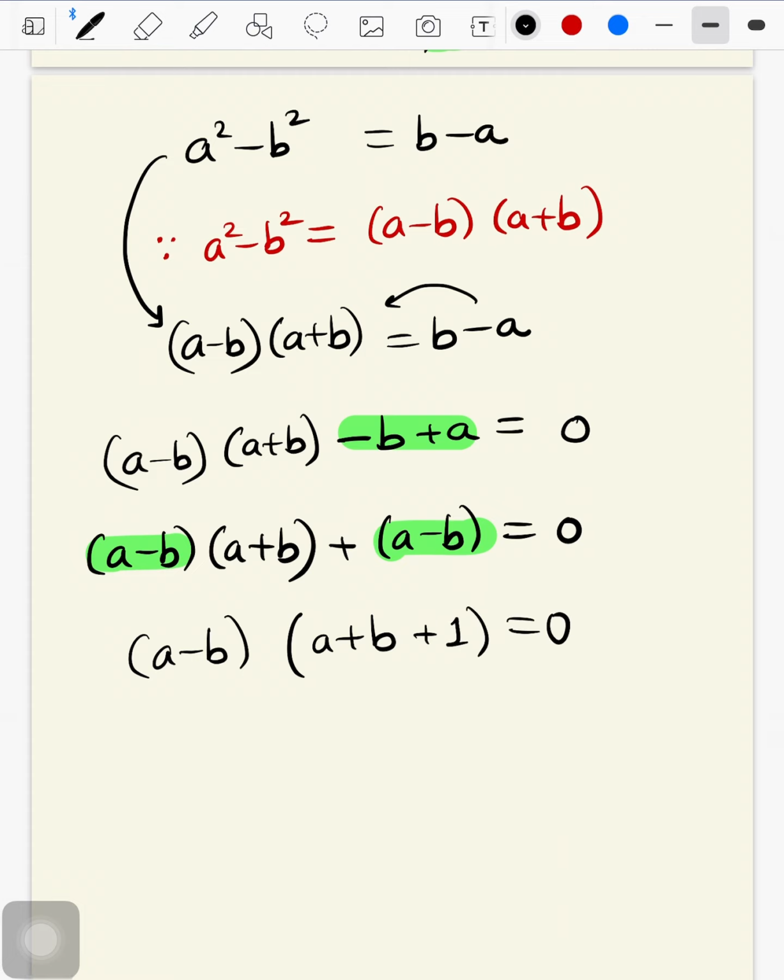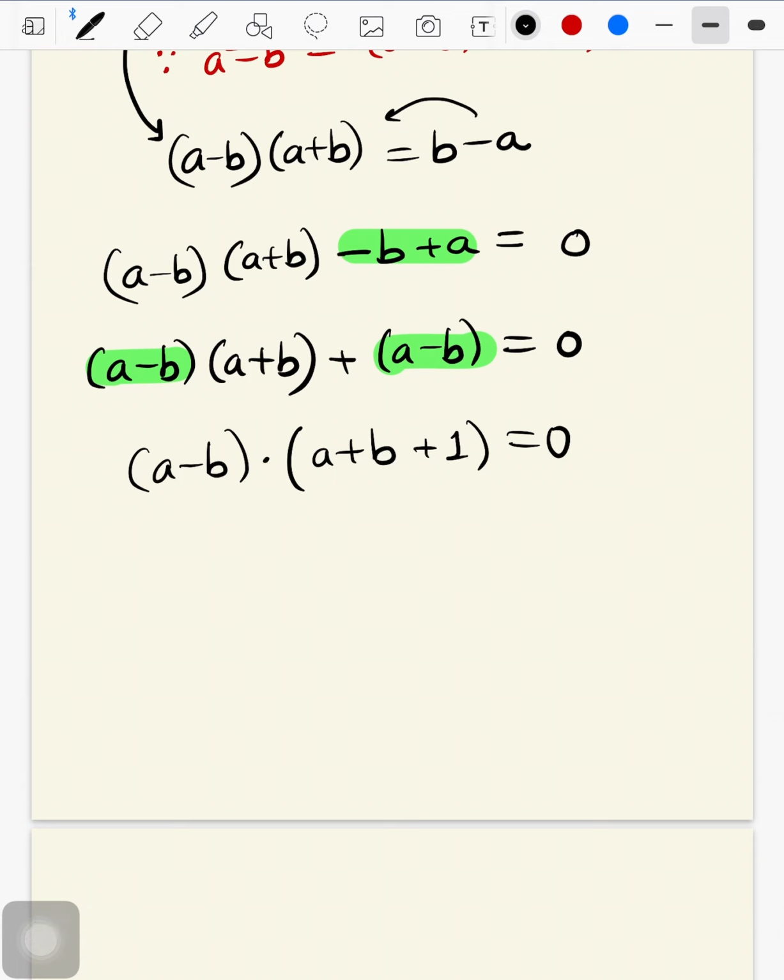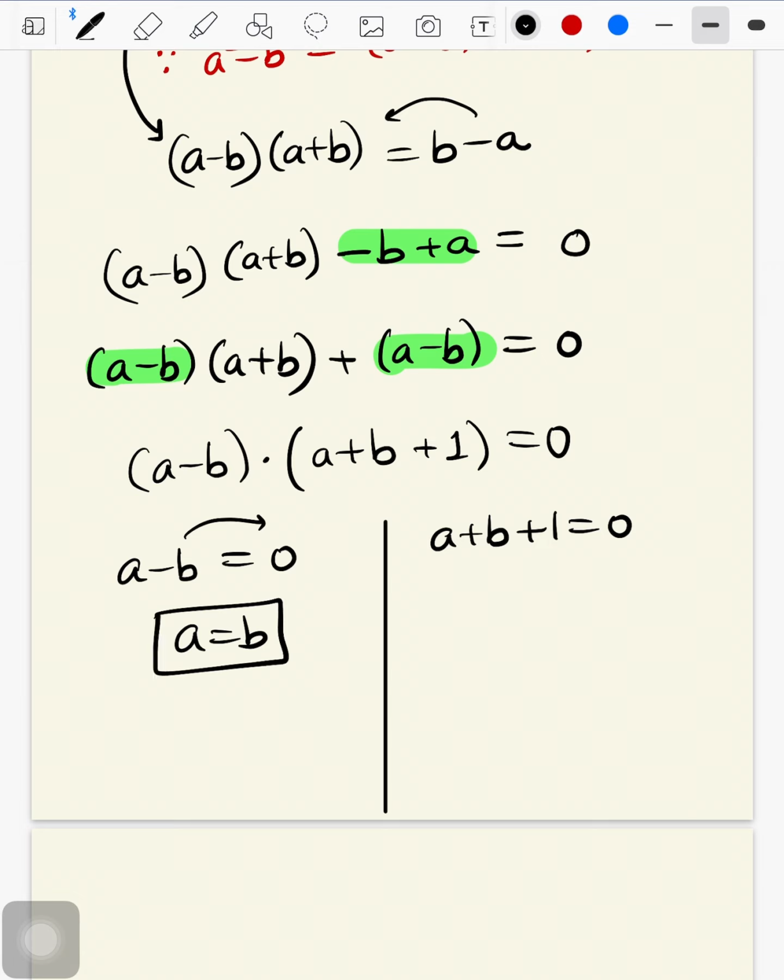From this step we can see that the product of two brackets equals 0, so we can equate them separately to 0. This is the first value we can write, and the second is a plus b, where we'll shift the 1, but right now I'm writing like that only. When we shift this b to the other side, we get a equals b, but in the given problem it is given that a is not equal to b. So that's why we are going to reject this value. We are not going to consider it.